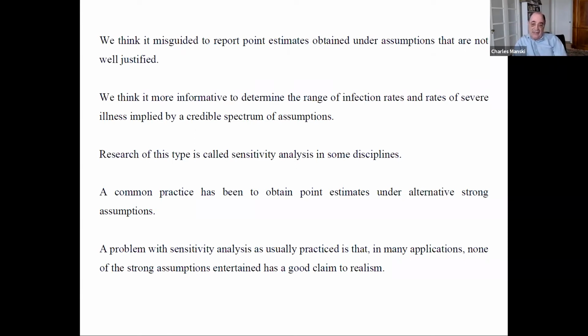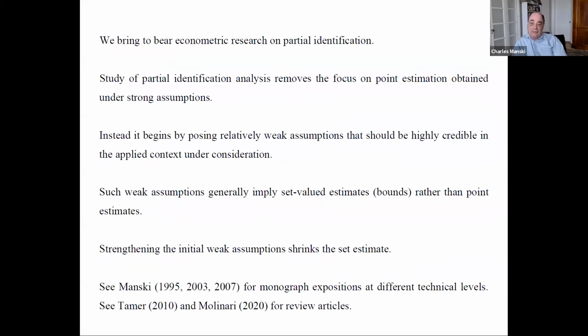So sensitivity analysis is clearly a step in the right direction, but it doesn't go far enough at all from our perspective. So what we do is we bring to bear econometric research on partial identification. Anyone who knows me or Francesca, or any present or former students from Northwestern who were listening in, then you certainly know what partial identification is, but I'm sure many of you don't.